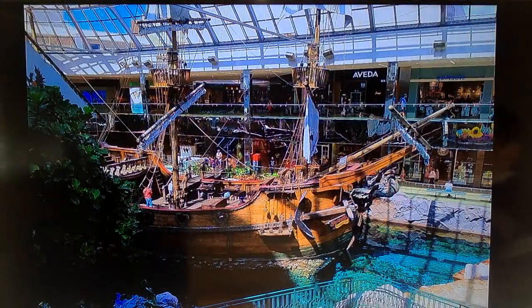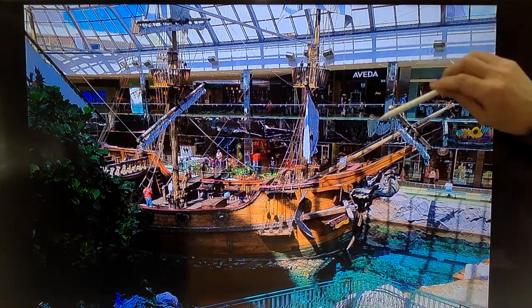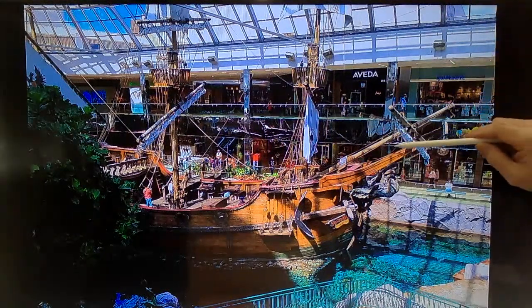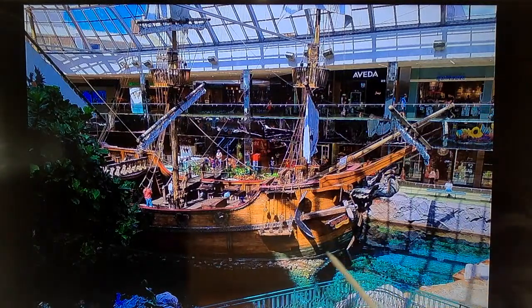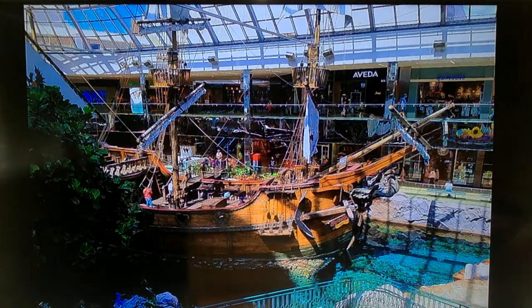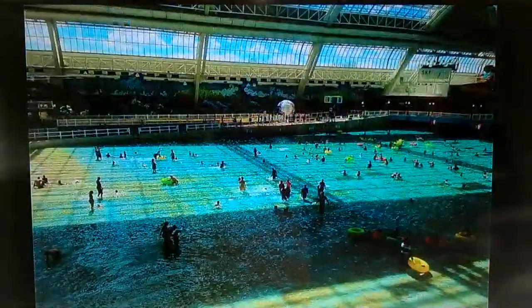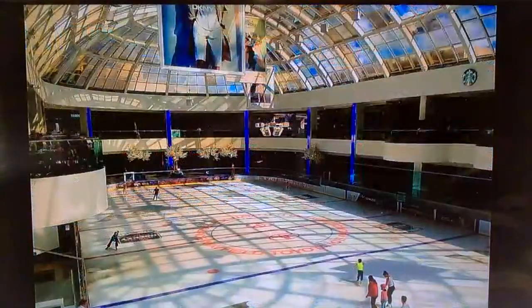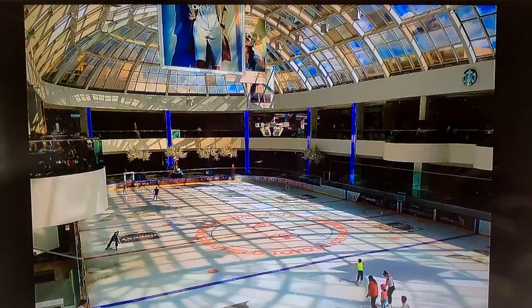This is inside the shopping mall, West Edmonton Mall. It is not at present the world's biggest shopping mall, but I guess around 20 years ago, it was the biggest shopping mall in the world. Inside you have a pirate ship, a swimming pool, a skate rink and everything. If you cross the shopping mall, you get very tired because it's quite wide. This is the swimming pool. And the skate rink at the same time, the same season.